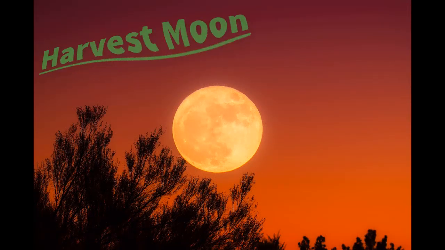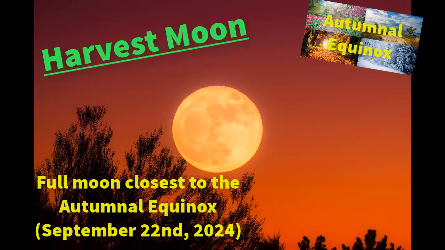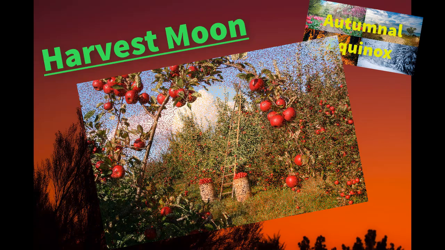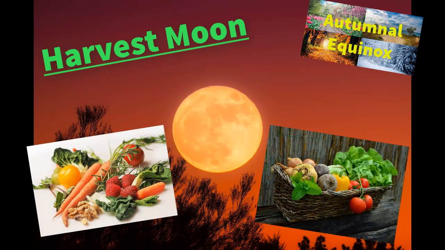Now on to harvest moons. Harvest moons are the full moons that occur closest to the autumnal equinox, which is September 22nd, just like we talked about. These moons rise soon after sunset, providing abundant moonlight during the harvest season. The name harvest moon originates from the extra light it offers, aiding farmers in harvesting their crops.